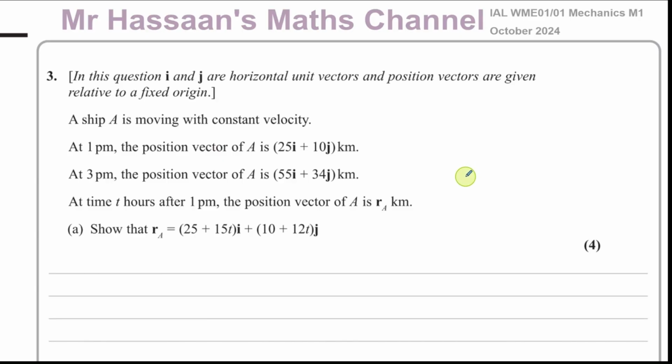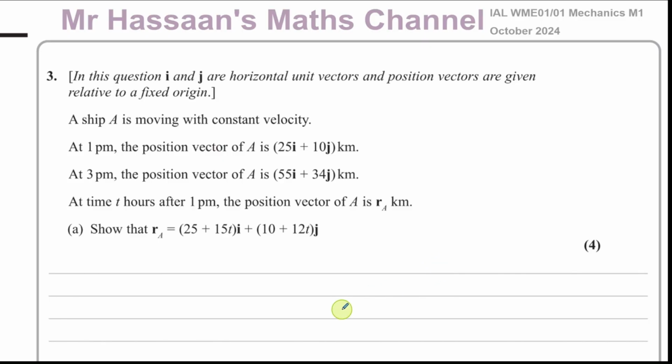And this question here is about vectors. We're told in this question, i and j are horizontal unit vectors and position vectors are given relative to a fixed origin. A ship A is moving with constant velocity. At 1 p.m., the position vector of A is 25i plus 10j. At 3 p.m., the position vector of A is 55i plus 34j. At time t hours after 1 p.m., the position vector of A is RA kilometers. Show that RA equals (25 plus 15t)i plus (10 plus 12t)j.